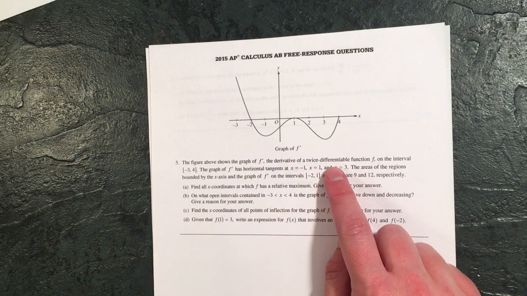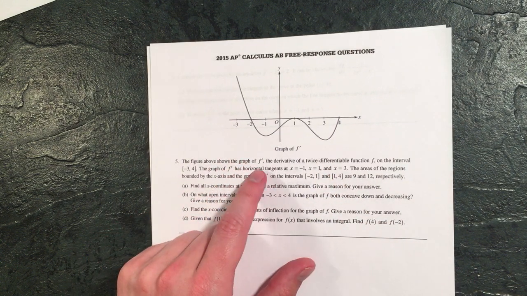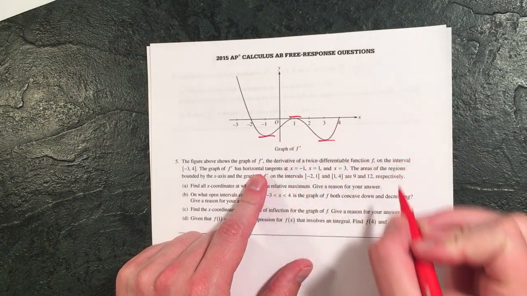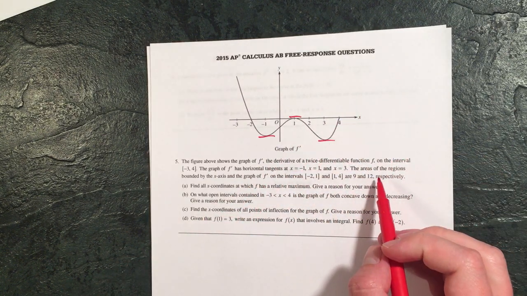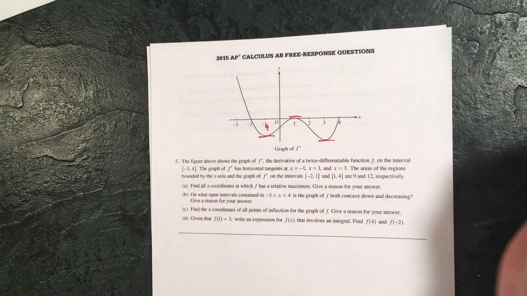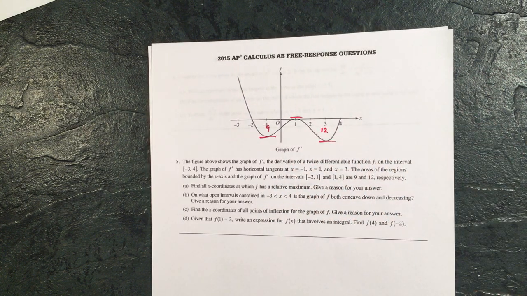And they tell us it is a twice differentiable function, which means we could take another derivative. They give us some info here, horizontal tangents, kind of where you would assume they would be, but they're just clarifying that it is there. The areas of the regions bounded from -2 to 1 and 1 to 4 are 9, so this area is 9, and this one is 12, if you're wondering what they are, which means it'll pop up later.